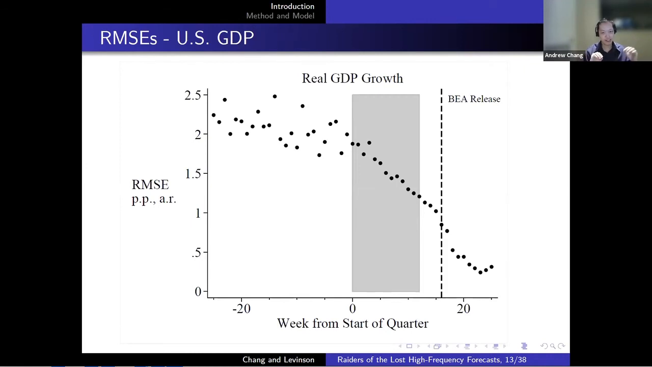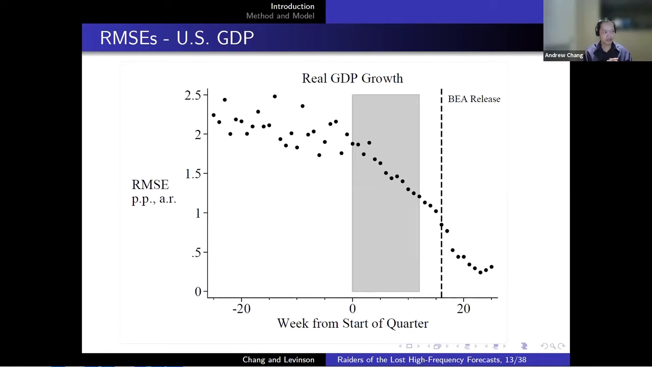The gray shaded area in this chart is when the staff is making GDP nowcasts, so between week 0 and week 12, roughly speaking. And the dashed vertical line labeled BEA release is the approximate date of when the Bureau of Economic Analysis releases its first estimate for GDP for the previous calendar quarter. That typically happens, again, as Paul mentioned, about 4 weeks after the reference period ends. So for Q1, that would be roughly the 4th week of April. For Q2, that's roughly the 4th week of July, et cetera.